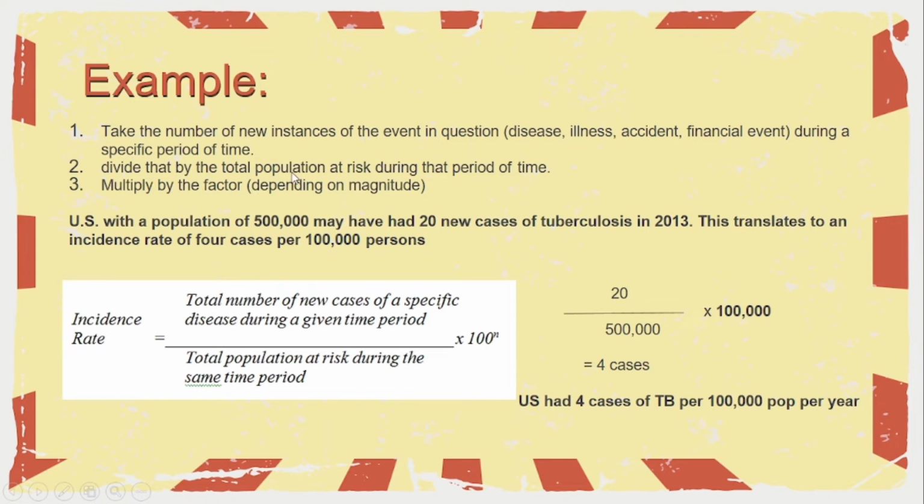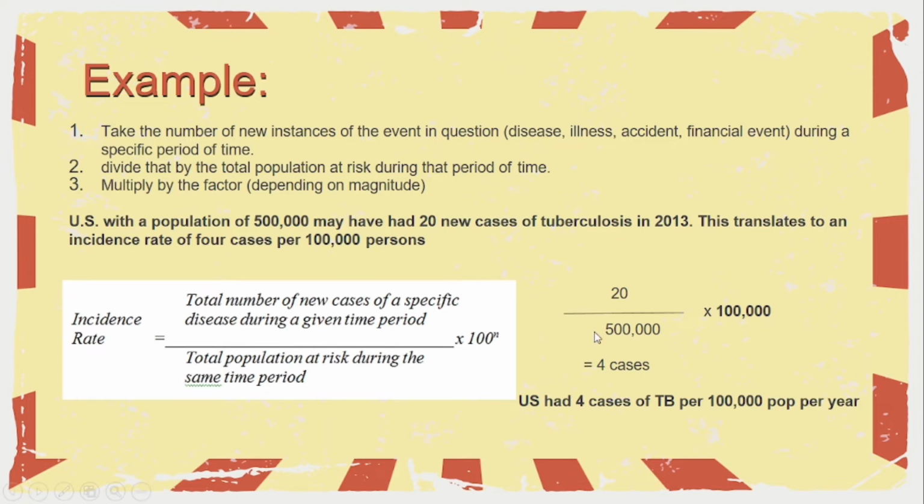And again, the factor depends on the magnitude of the population. Okay, kapag ang population mo nasa 500,000, most likely ang factor natin 100,000. Kapag ang population mo nasa 300 girls, 500 girls, 600 mothers, ang factor natin most likely ay 100. Nasa hundreds lang. Okay?